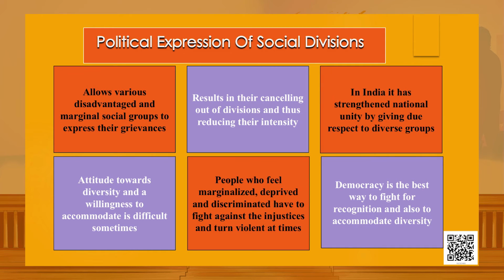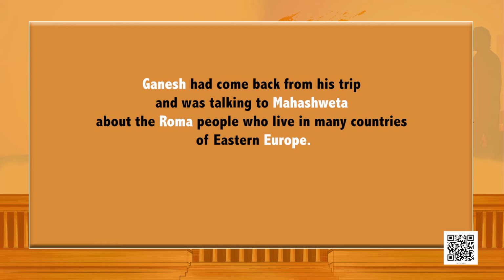However, history shows that democracy is the best way to fight for recognition and also to accommodate diversity. Now, let us hear one more story before we conclude the chapter. Ganesh had come back from his trip and was talking to Mahashweta about the Roma people who live in many countries of Eastern Europe. He met Yordanka, who works as a nurse in Bulgaria. This is what she had to say about Roma people.